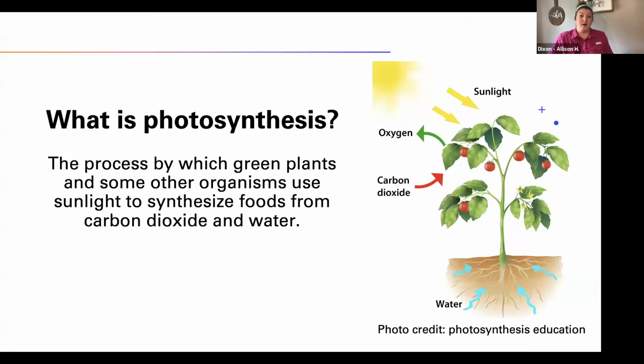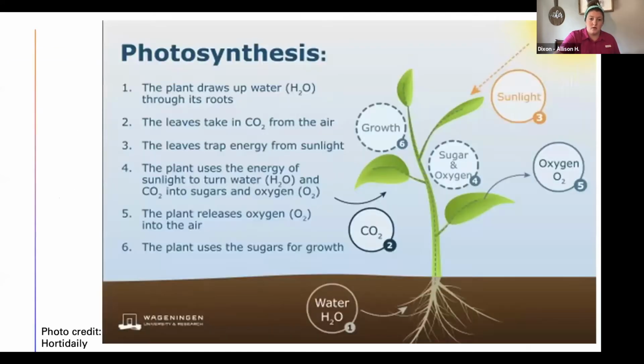So, we're going to talk about what is photosynthesis. This is the process by which green plants and some other organisms use sunlight to synthesize foods from carbon dioxide and water. And so, let's look at the parts of the process of photosynthesis.